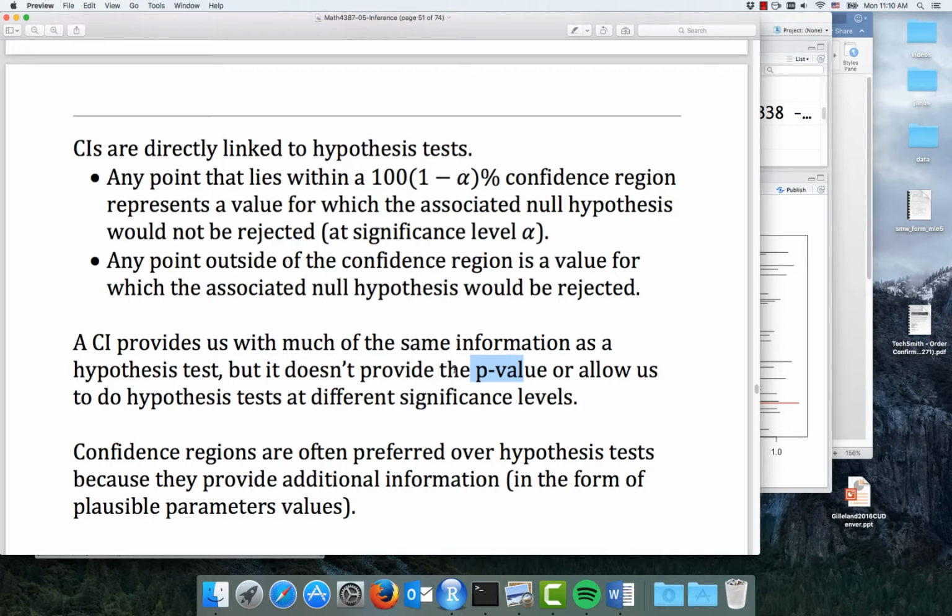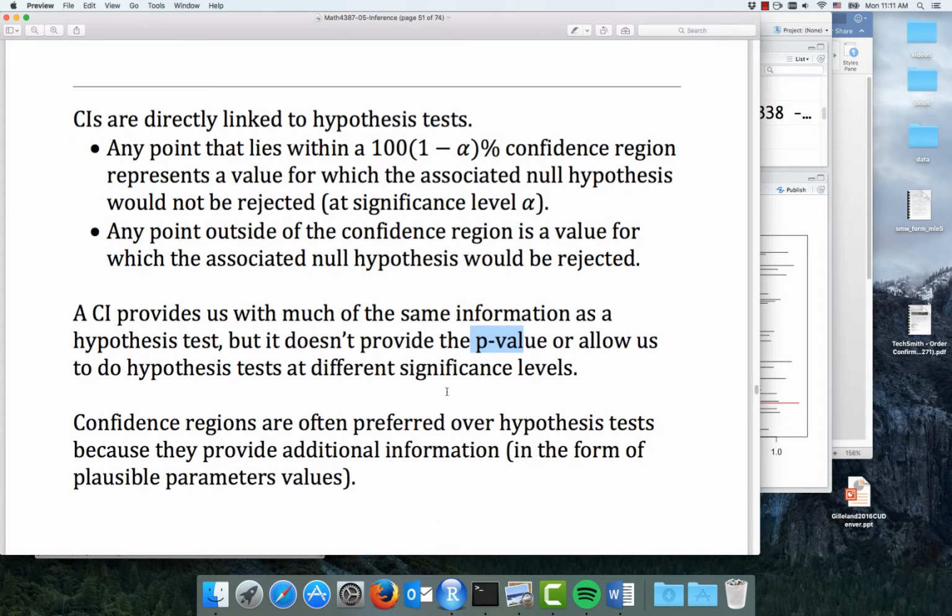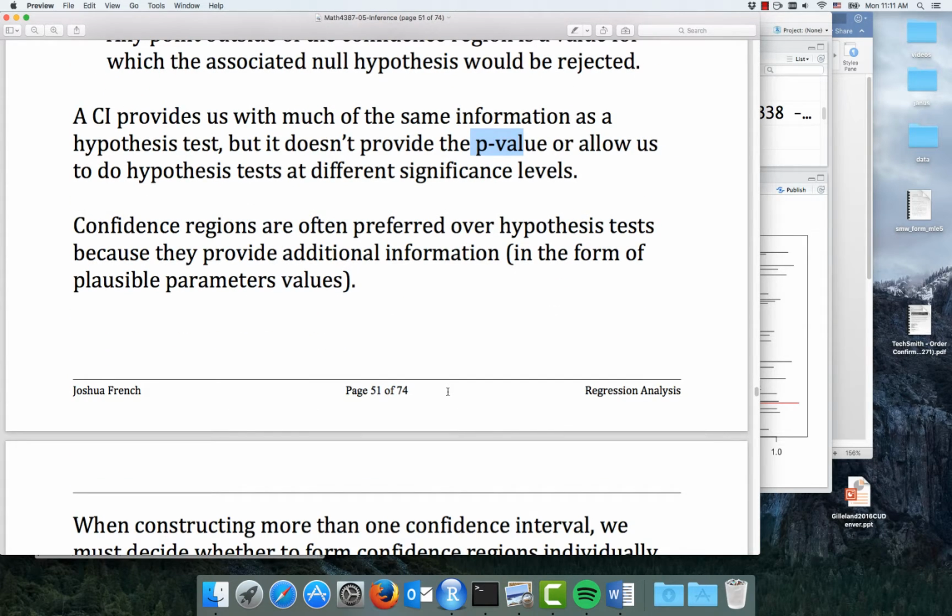When I do a hypothesis test, I simply know that I reject the null or I fail to reject the null. I don't know likely values of my target parameter. So a confidence interval provides us with likely values of our target parameter, which for a lot of people is actually preferable. A lot of times people prefer confidence intervals or confidence regions to hypothesis tests because they like the additional information they gain in the form of plausible values of the target parameter.